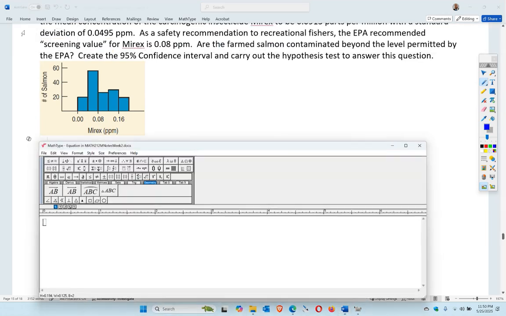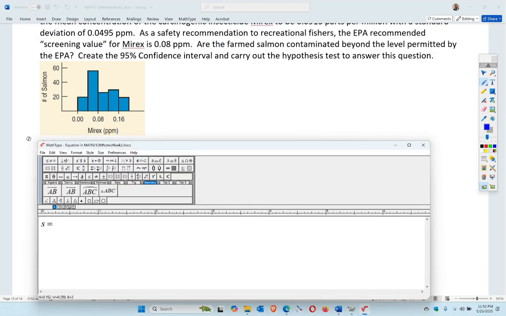So basically, we're saying the standard deviation is 0.0495, right? And the mean is 0.